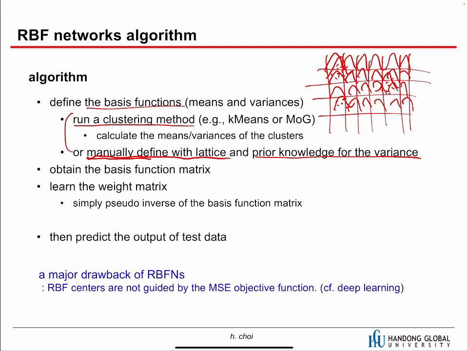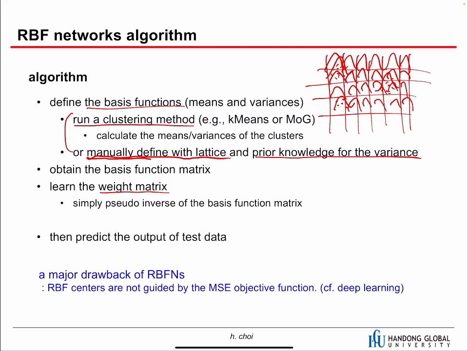And now we have a basis function matrix, right? Because we just define the basis functions, and then given these data samples, we just apply these basis functions. Now we have the basis function matrix. Then we learn the weight matrix. When we have multiple outputs, the weight would be a matrix. If we have just one output variable, then w can be just a vector.